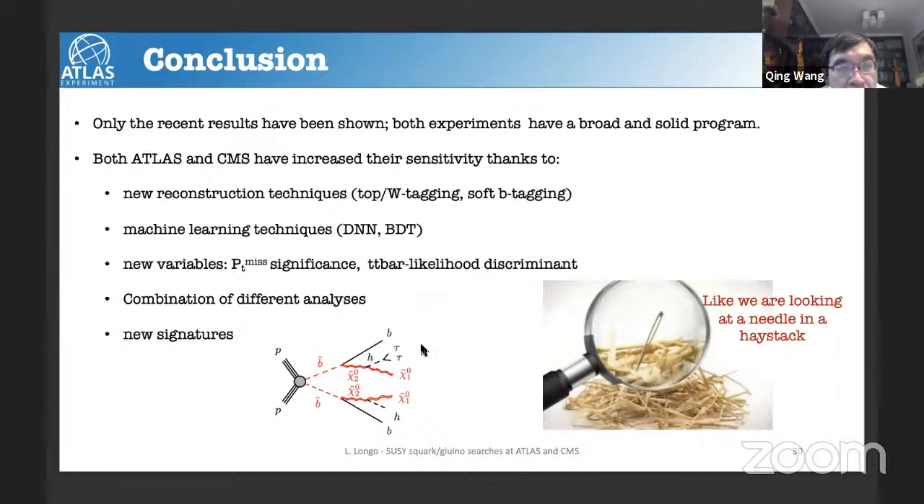Okay. Thank you, Longo. We move to the third talk we were just missing. The speaker is Richard Bazzini, talking about the other searches.